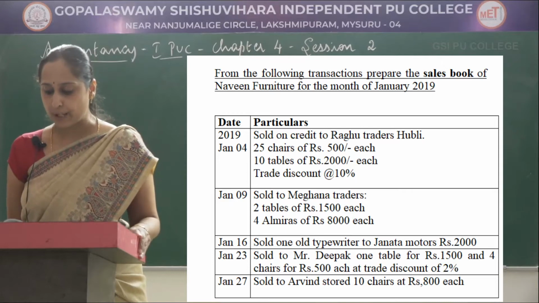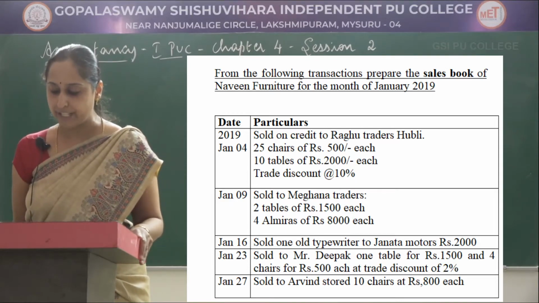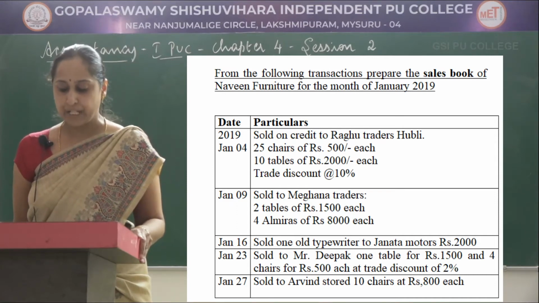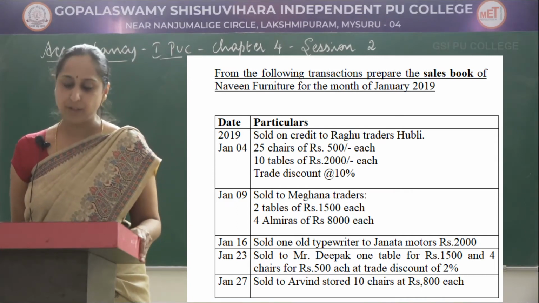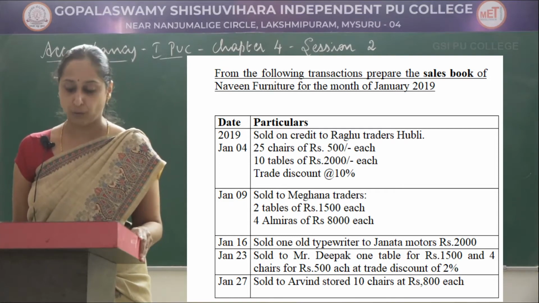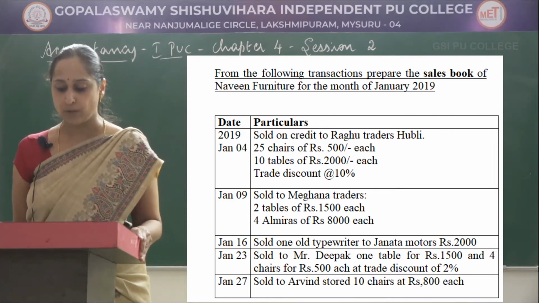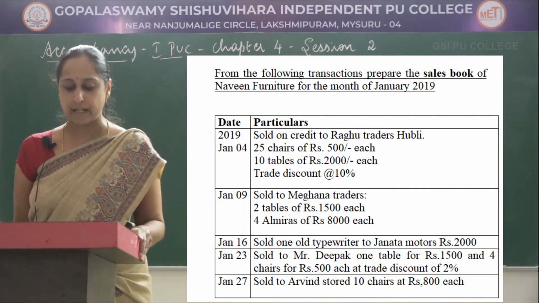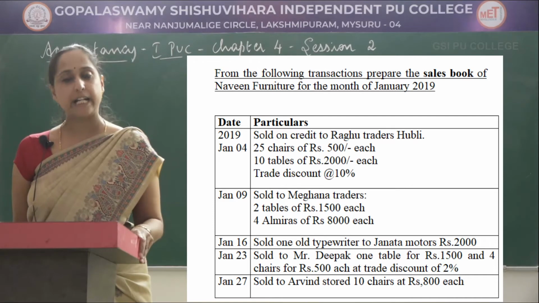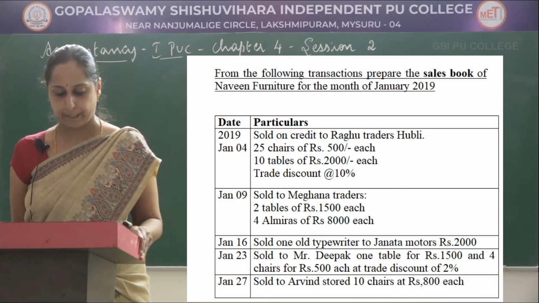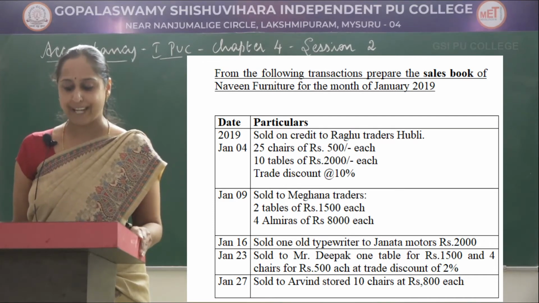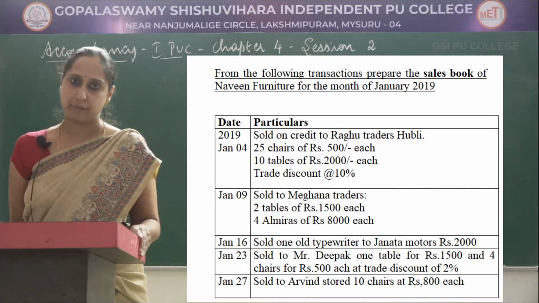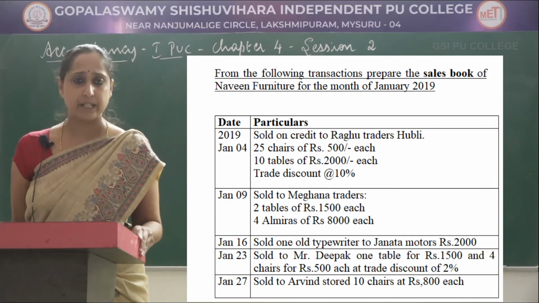From the following transactions, prepare the sales book of Naveen Furnitures for the month of January 2019. January 4th, sold on credit to Raghu Traders, Hubli, 25 chairs of rupees 500 each, 10 tables of rupees 2000 each, trade discount at 10%. So on January 4th, they have sold goods to Raghu Traders, they have sold 25 chairs and 10 tables, and they have also given 10% discount.